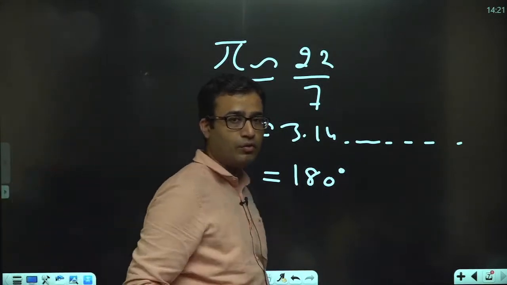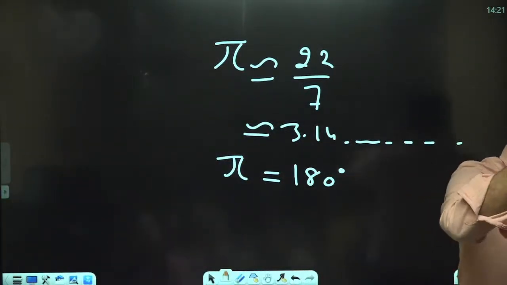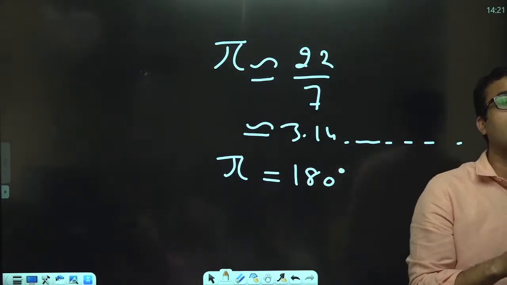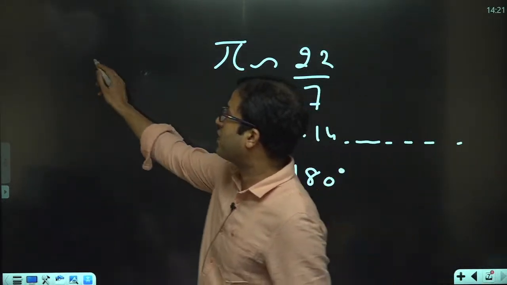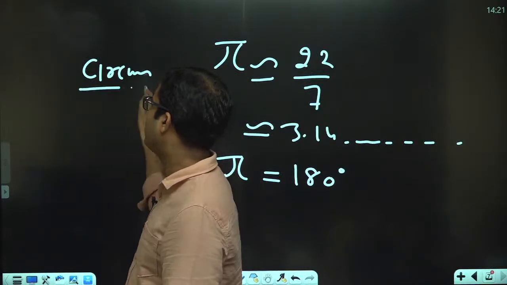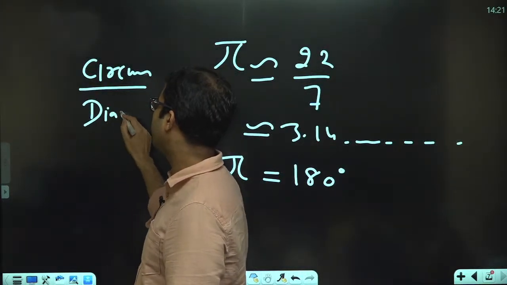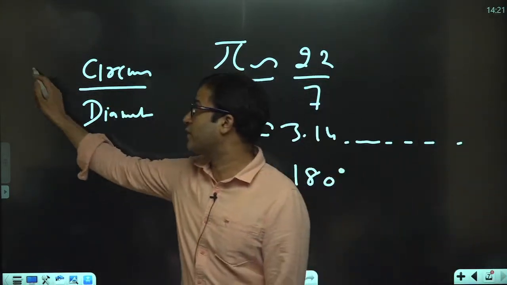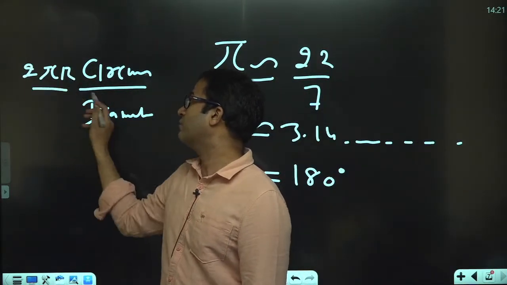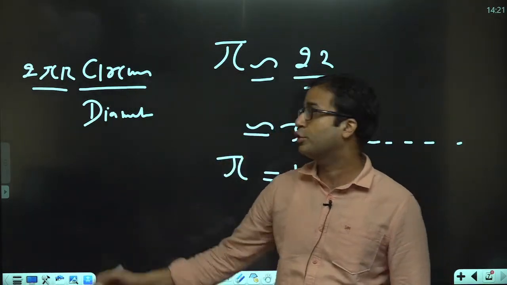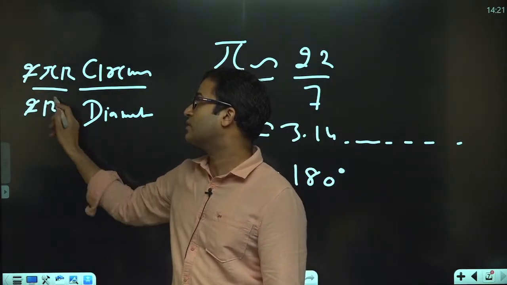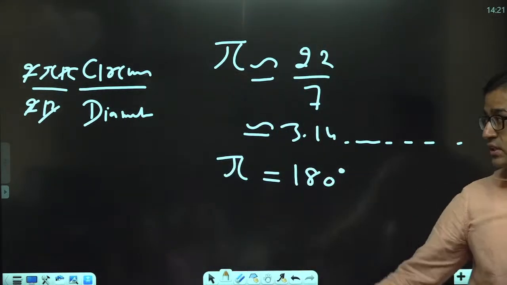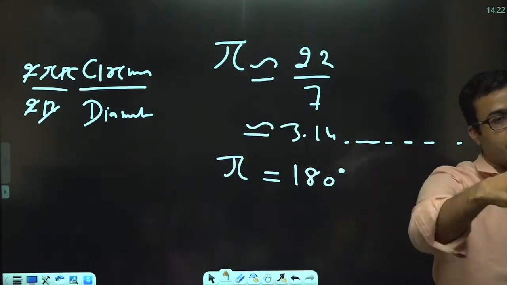Same thing, 180 degree. That cylinder circle, it is the ratio of circumference, and that circumference divided by the diameter of a circle is the value of pi. What is circumference? 2 pi r. And what is the diameter in a circle? 2r. So here 2 cancel, r cancel, pi. So what is pi actually? Circumference of a circle divided by the diameter.